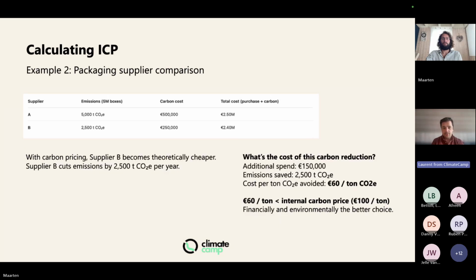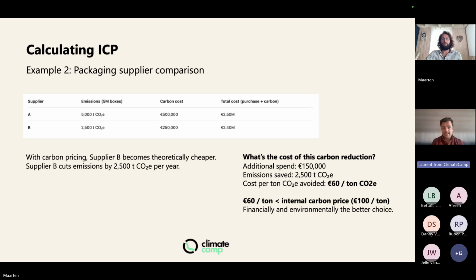But that's not the only thing that we do, because indeed we will calculate what it now costs for each ton of emissions, CO2 equivalent, to pay more but also reduce more emissions. So in this example, we compare supplier A and supplier B based on the difference in cost initially, the 150,000 euro of additional spend, and the 2,500 tons of emissions in total that are saved if we choose supplier B.